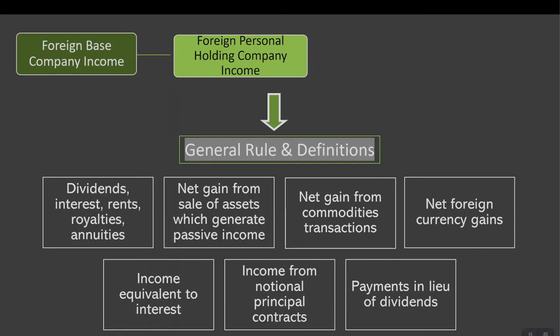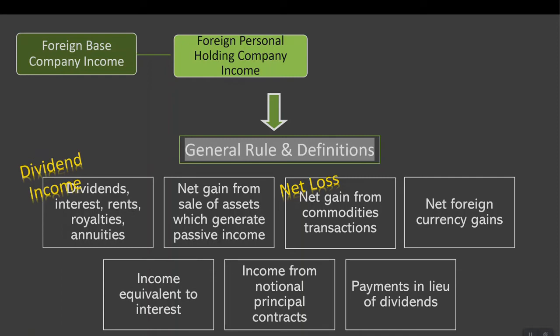Subpart F income looks to gross income items, and any net losses in one category are not permitted to offset other categories of income. For example, if there is for the year a net loss from a commodity transaction, it cannot offset dividend income in the other category. No netting is permitted. The key is looking at certain transactions where a CFC is receiving income from other legal entities within an organization, but is doing little to generate the income.